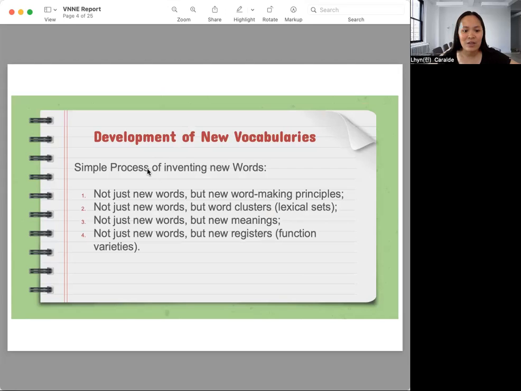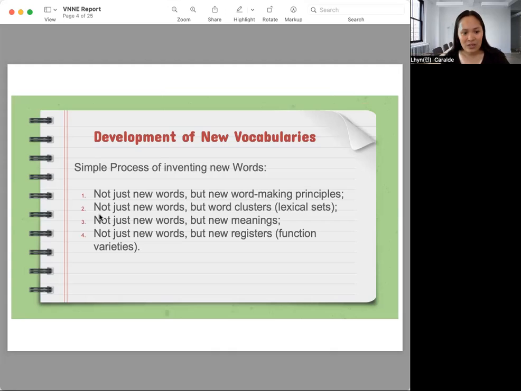So we have this development of new vocabularies, the simple process of inventing new words. The first one, number one, is not just new words, but new word-making principles. In making new vocabularies, we have the word-making principles, like combining two words. An example from our last class is "sana all," which combines Tagalog and English.